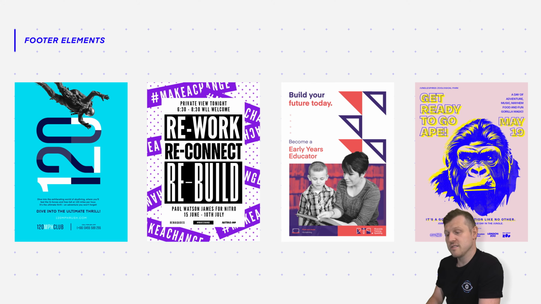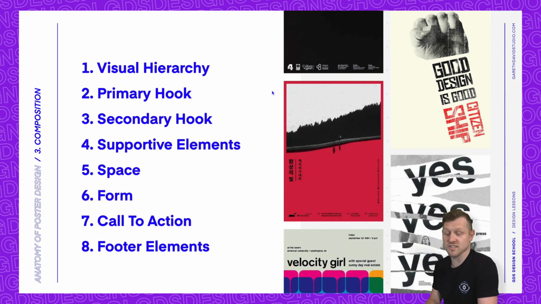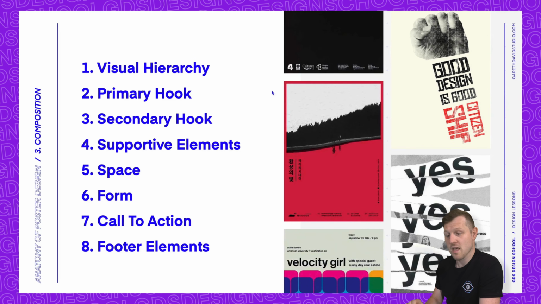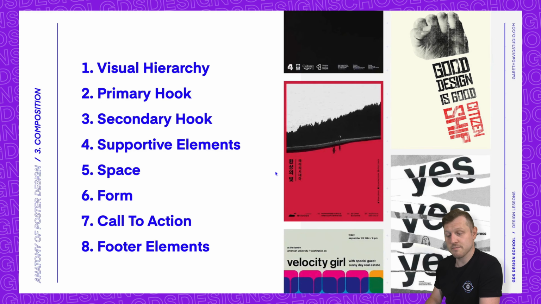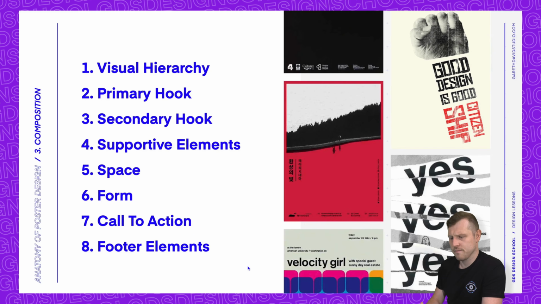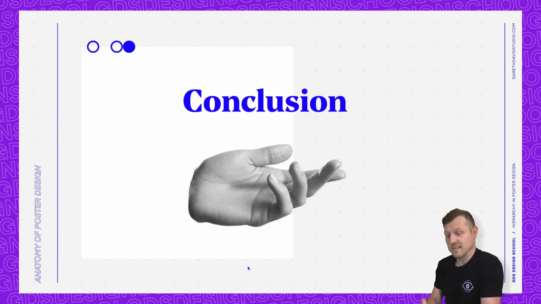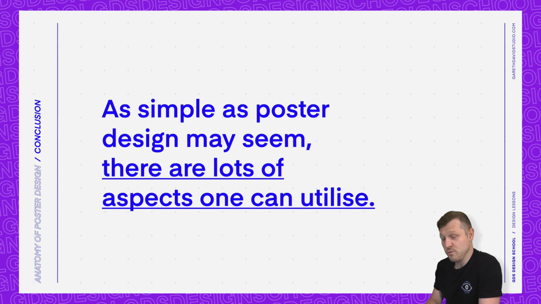So keep in mind that one of the key parts of the anatomy of poster design is composition, which consists of visual hierarchy, the primary hook, the secondary hook, supportive elements, space, form, call to action, and footer elements. So, in conclusion, as simple as poster design may be, there are lots of aspects one can utilize.